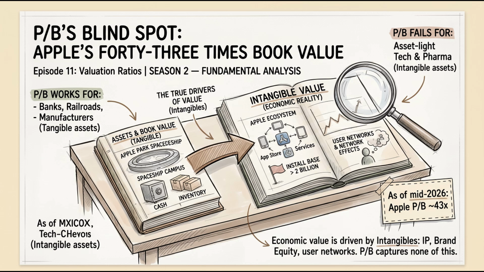Apple's balance sheet carries its cash and inventory, but it does not carry its brand, its ecosystem, its installed base of over 2 billion active devices, or its network effects. For asset-light technology and pharmaceutical companies, book value captures almost none of what creates economic value. This ratio works for railroads or manufacturers, but it fails for companies whose primary assets are intangible, like intellectual property and human capital.